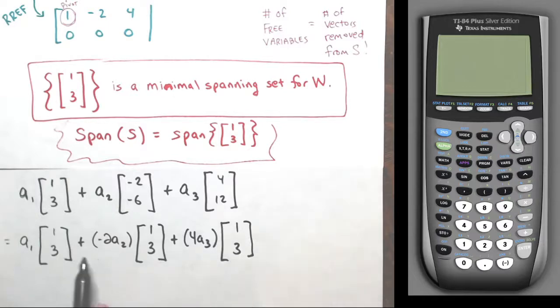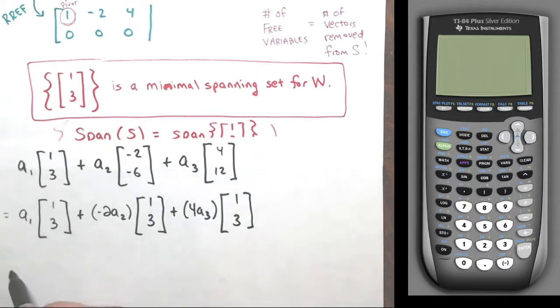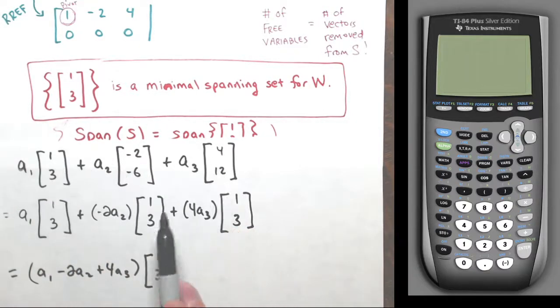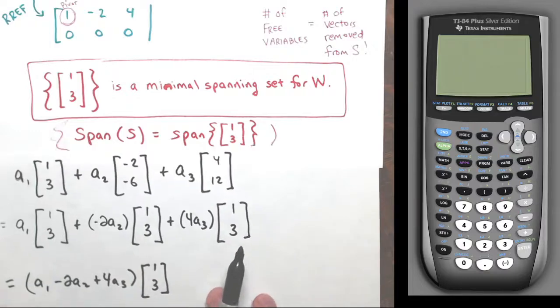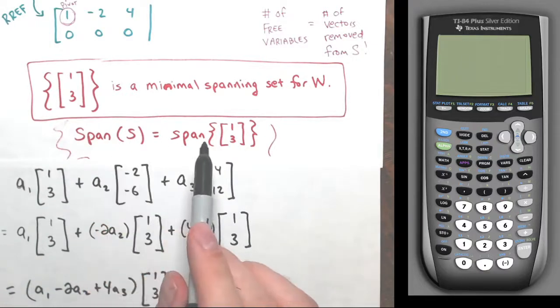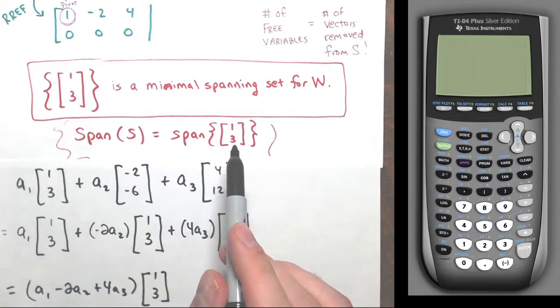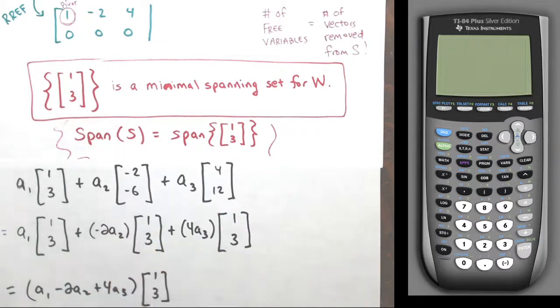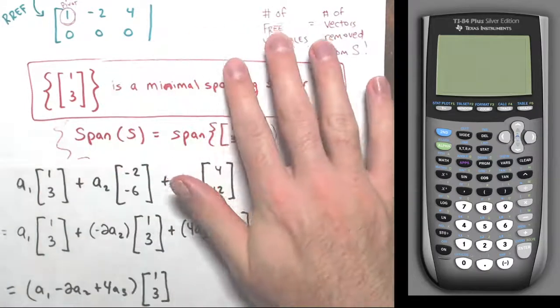And look at this. Every single one of these has the vector (1, 3) in it. I can factor that out, and I have a1 minus 2a2 plus 4a3, which would be a real number. This would be a scalar times the vector (1, 3). So do you see how every linear combination of these 3 vectors from S is just a scalar multiple of (1, 3)? That's why we can say that the span of S is the same as the span of the set with (1, 3) in it. And (1, 3) is the minimal spanning set of the span of S, which was W. Wonderful.